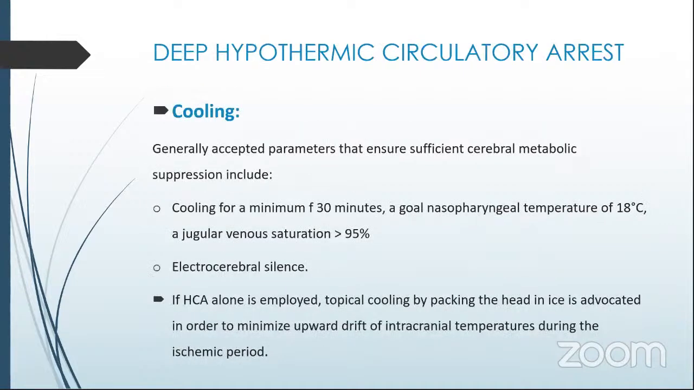So two important points while cooling the patient. You have to keep in mind that cooling for a minimum of 30 minutes before stopping the bypass is required, and a goal of a nasopharyngeal temperature of 18 with a jugular venous saturation of oxygen more than 95. This will tell us that there is minimum metabolism or consumption of oxygen in the brain. This is the first point. The second point is electrocerebral silence, of course. So these 2 points will ensure us that there is minimal cerebral metabolism and oxygen consumption in the brain. If hypothermic circulatory arrest alone is employed, then topical cooling by packing the head in ice is advocated to minimize the upward drift of the intracranial pressure during the ischemic period.